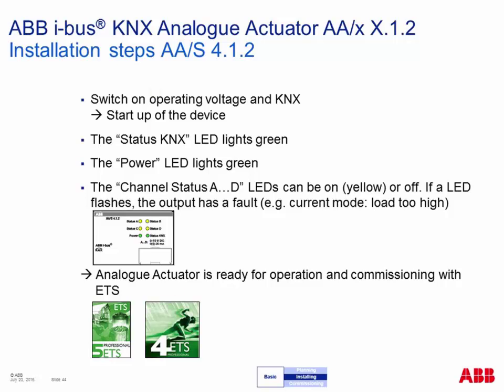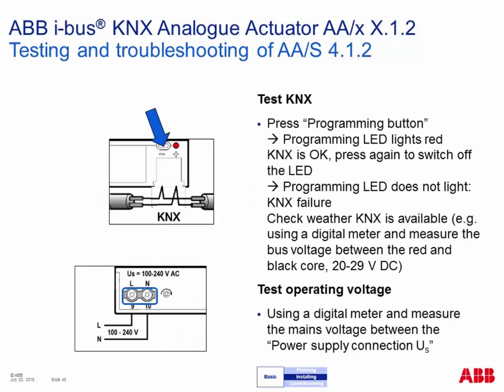So far, some words about the installing of the device. For testing, remember it's a KNX device. You can press the programming button and then you will see whether the red LED is on or not. When the red LED is on, then the KNX bus voltage is okay. To test the operating voltage, you can take a digital multimeter and measure here. Then you should measure, depending on your supply voltage, between 100 and 230 volt DC.